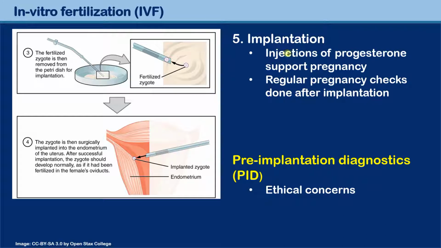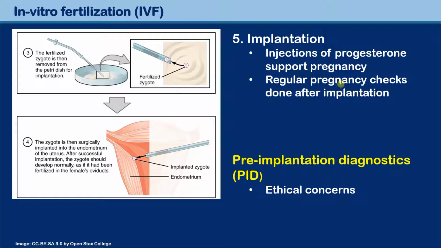And additionally, the doctor injects progesterone. Remember that progesterone is the hormone which maintains the uterus lining, so it supports and assists pregnancy. And after pregnancy has been established, regular pregnancy checks can be done, and the pregnancy is just as normal.